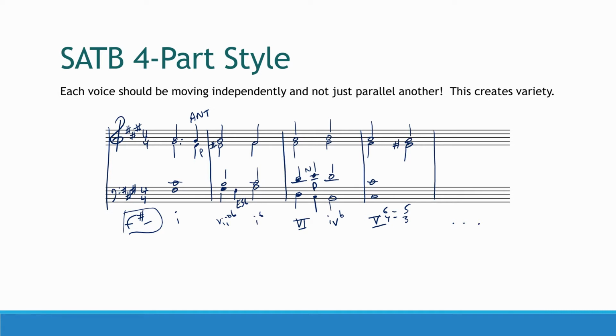In 4-part writing, we really want each voice to be doing its own independent thing, just from a variety perspective. And so in 4-part writing, we try to avoid this idea of two voices continuously moving in the same direction by the same interval.